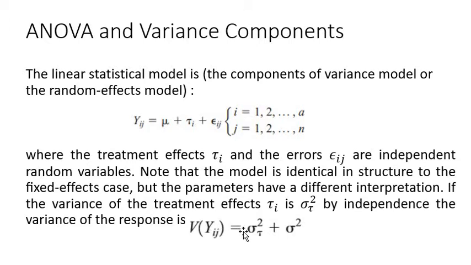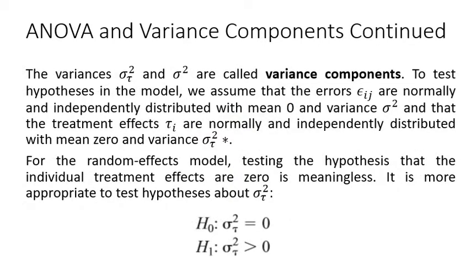Its variance is equal to sigma squared sub tau plus sigma squared. Sigma squared sub tau and sigma squared are called the variance components. These two variance components make up the whole variance.